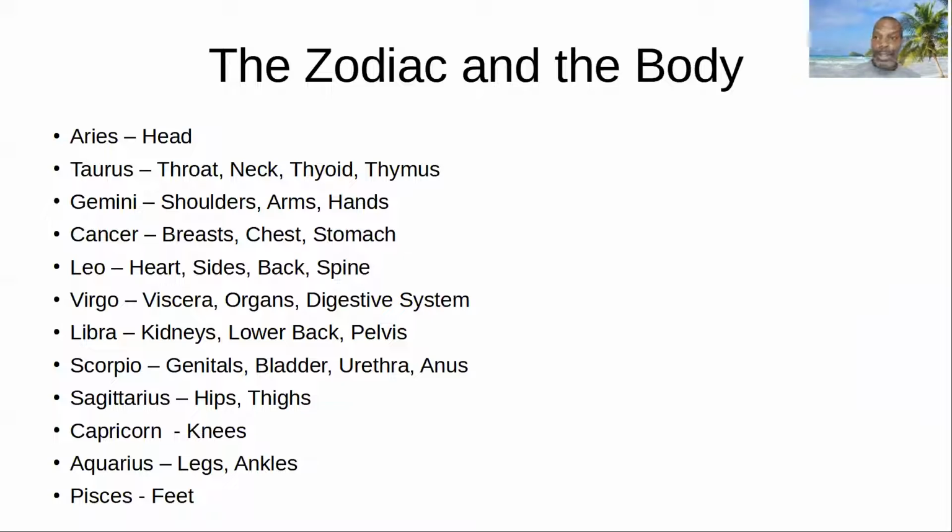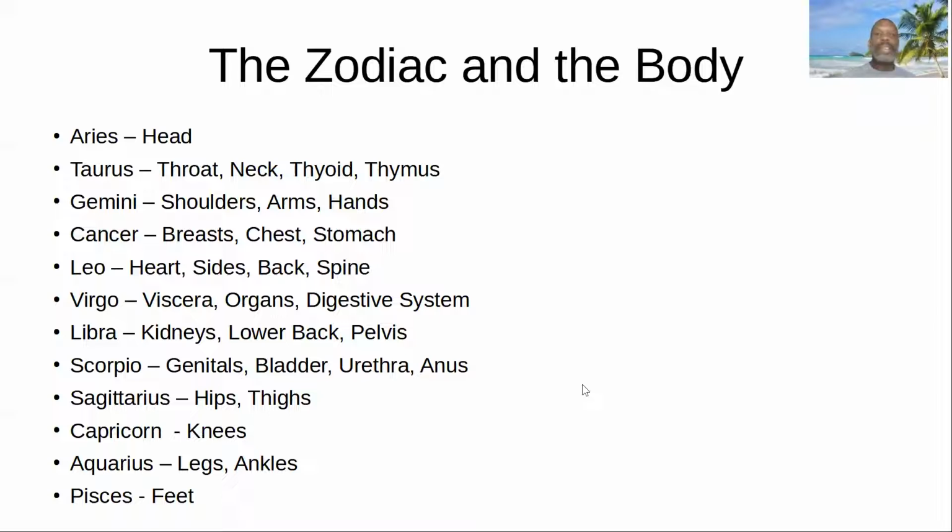So Aries in the first house represents the head, Taurus in the second house represents the throat, neck, thyroid, and thymus, Gemini in the third house represents the shoulders, arms, and hands, Cancer in the fourth house, the breast, chest, and stomach, Leo in the fifth house, the heart, sides, back, and spine, Virgo in the sixth, the visceral organs, digestive system, Libra in the seventh, kidneys, lower back, and pelvis, Scorpio in the eighth, genitals, bladder, urethra, and anus. This might be why not just Scorpio, but the eighth house is given such a strong sexual association.